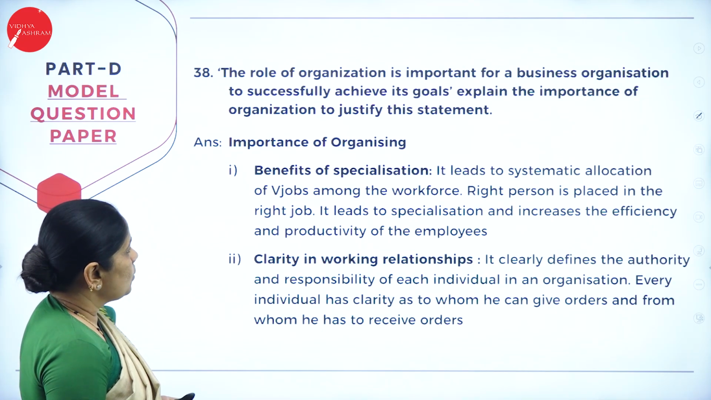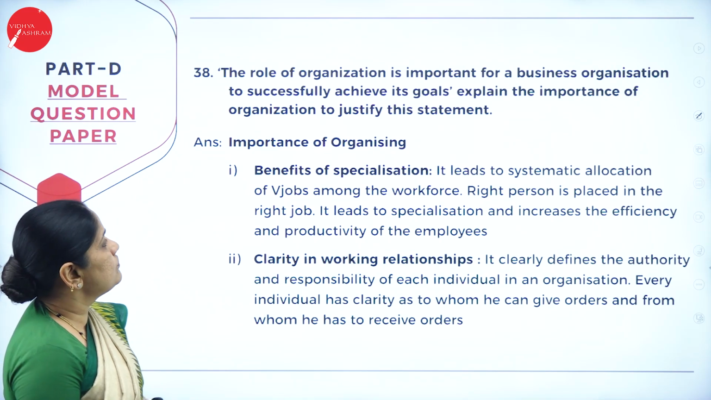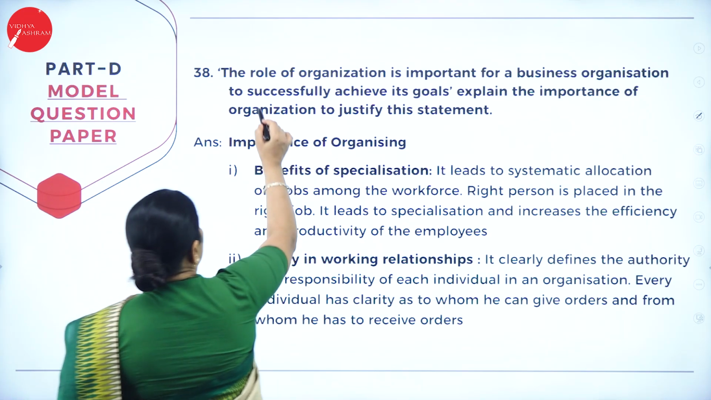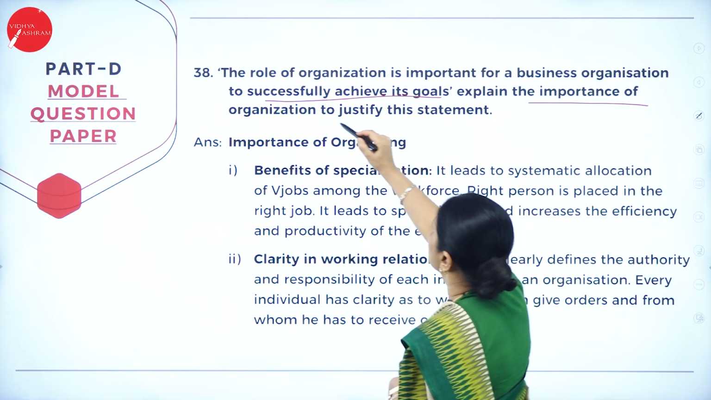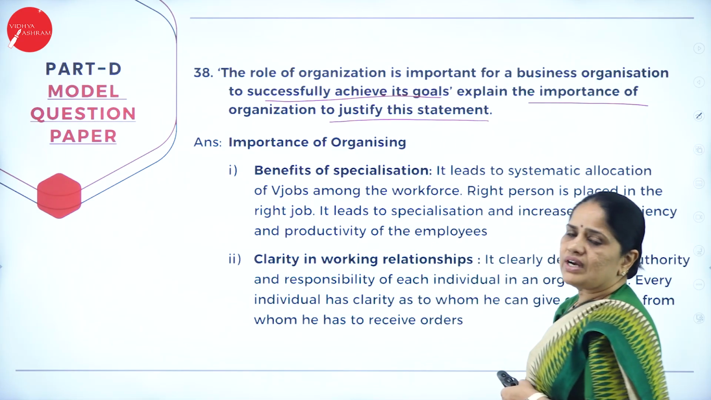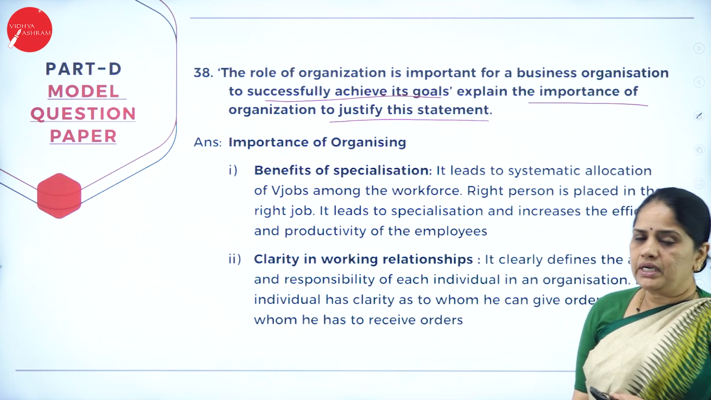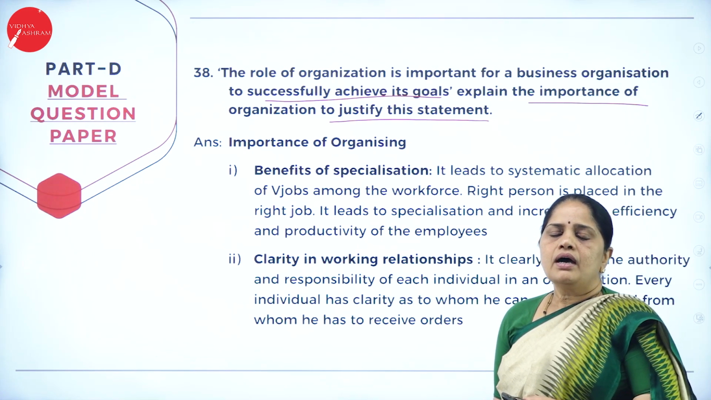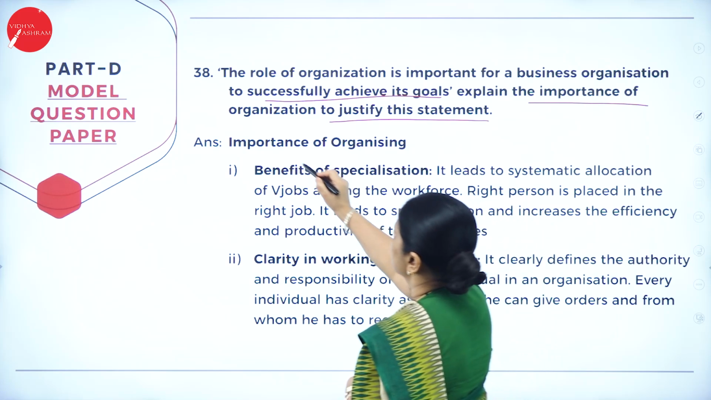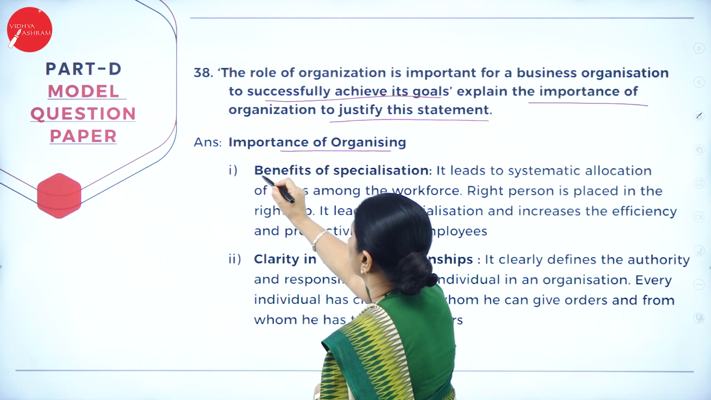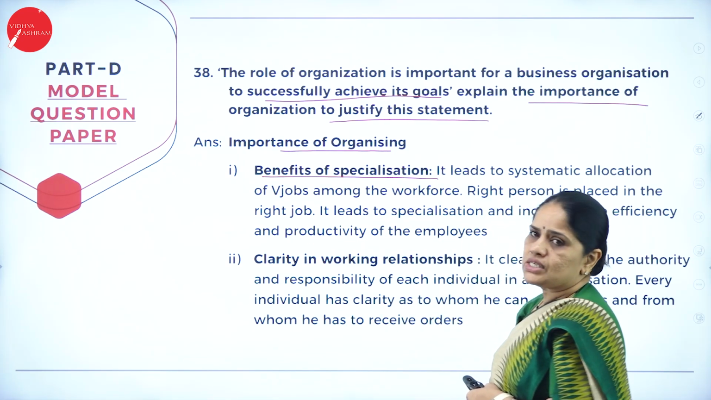Then the 38th one: the role of the organization is important for a business organization to successfully achieve its goals. Explain the importance of organization to justify this statement. The most repeated question in the question paper. Explain the importance of organizing. So, the importance of organizing here, the first one is the benefits of specialization.